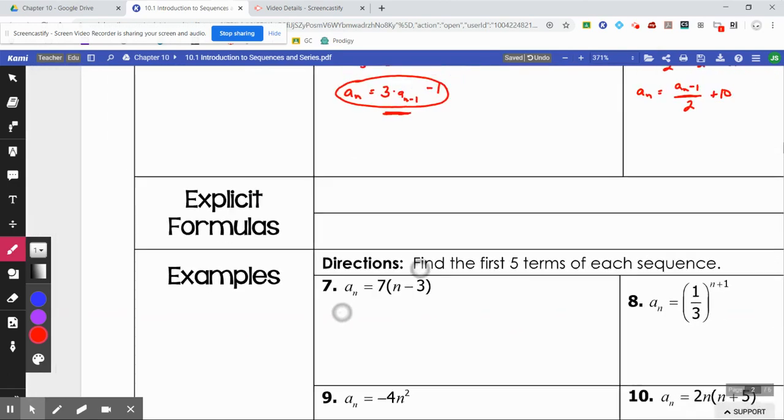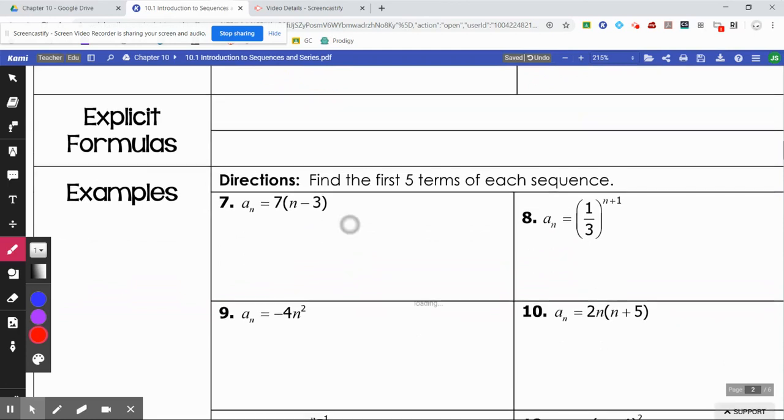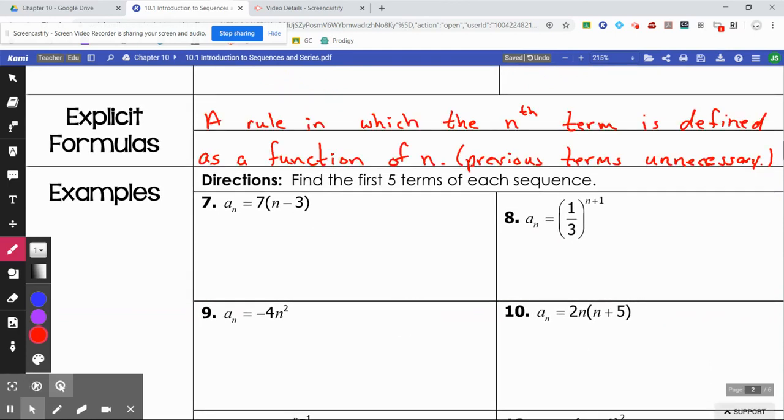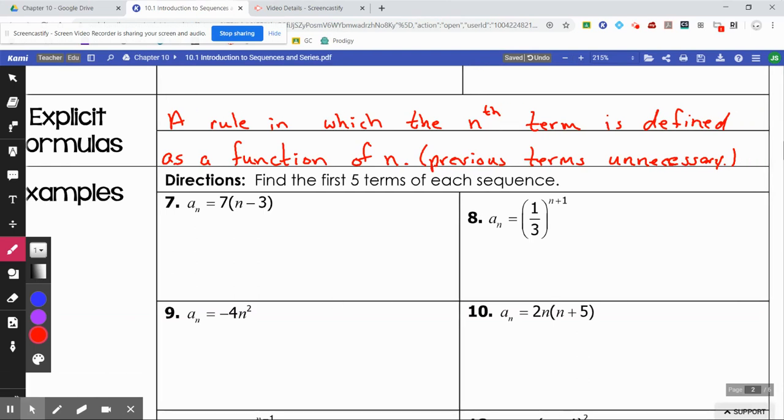Let me zoom out so we can define this. By definition, here's what we mean by an explicit formula. It's a rule in which the nth term is defined as a function of n. Now, this is great. Previous terms unnecessary.